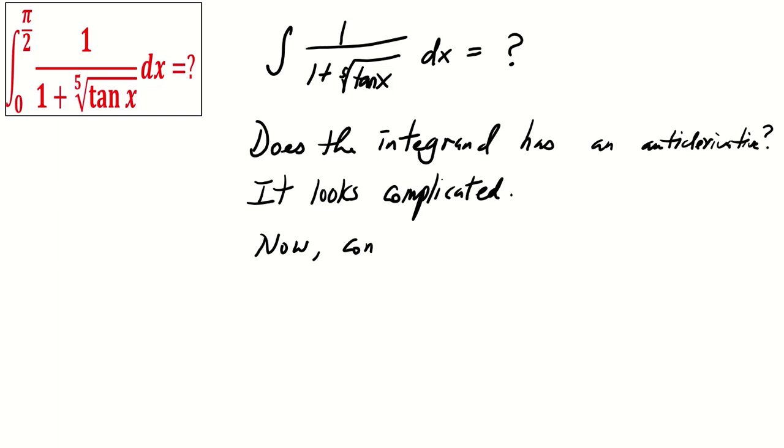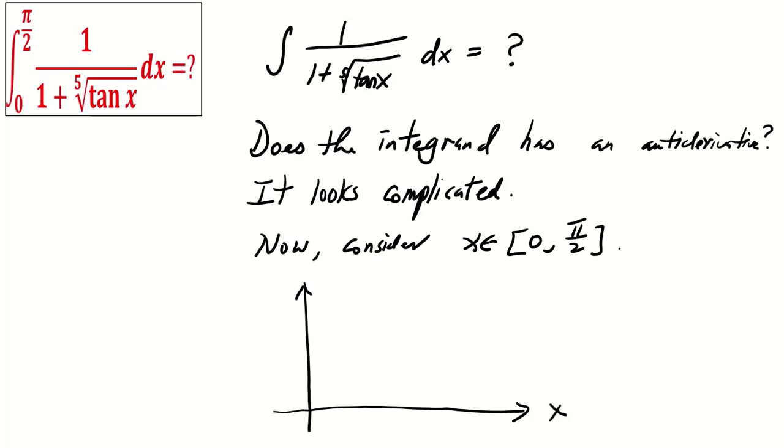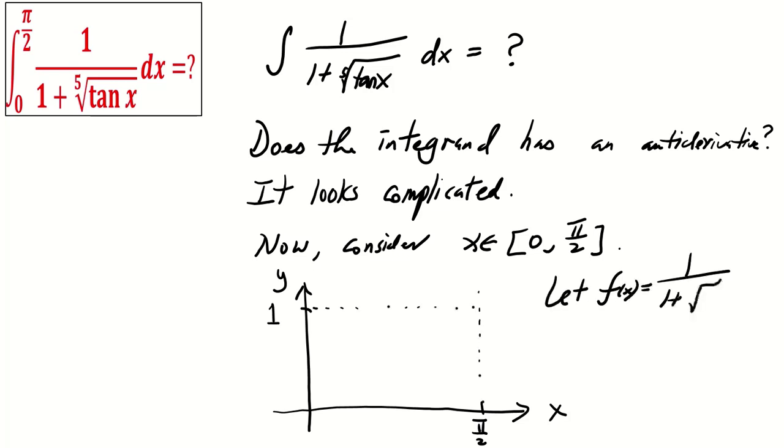Note that this integral is from x equals 0 to x equals pi over 2. We try to sketch the curve y equals 1 over 1 plus tangent to the power of 1 over 5. We can get a few points easily. If we let f(x) equal 1 over 1 plus tangent to the power 1 over 5, then we know that f of pi over 4 equals 1 over 1 plus 1, which is 1 over 2.